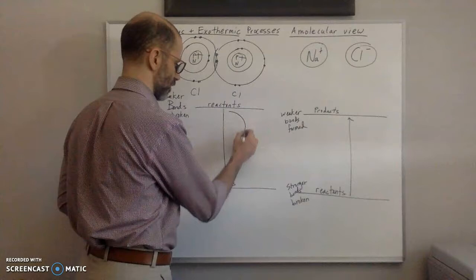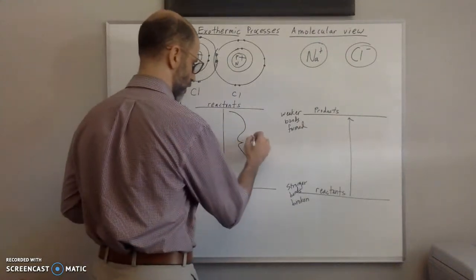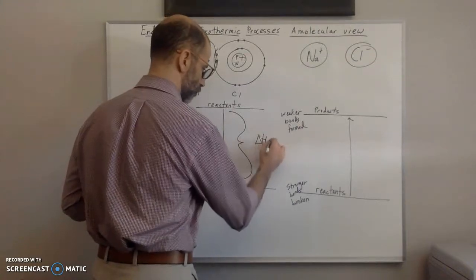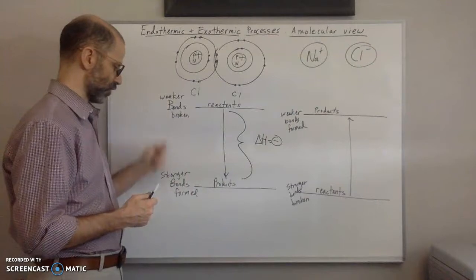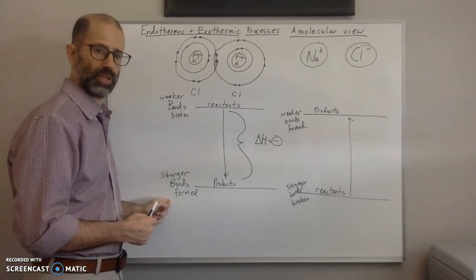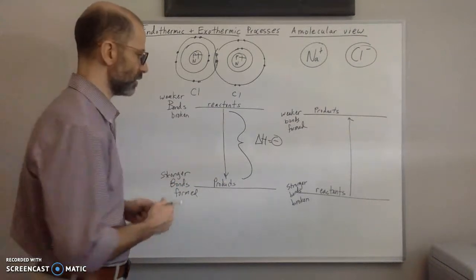So this is going to end up being negative potential energy, or a negative change in enthalpy. So this is going to end up being negative because the change in potential energy is going from high potential to low potential energy. And so this is released in the form of heat.